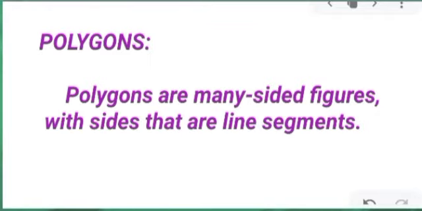Now we are going to learn about some shapes. With line segments, we can draw some shapes like this. It's a square, rectangle, triangle. Like this, we can draw any shapes. These shapes are called polygons. Polygons are many-sided figures with sides that are line segments. So we have many sides, 1, 2, 3, 4, 4 sides are here. Here we have 3 sides, here we have 4 sides. Like that, any number of sides can be there.